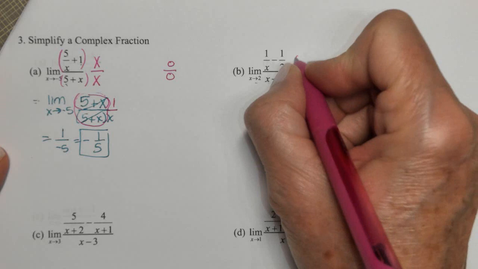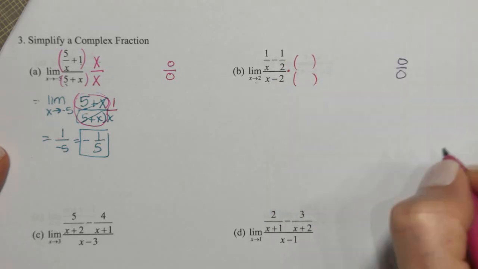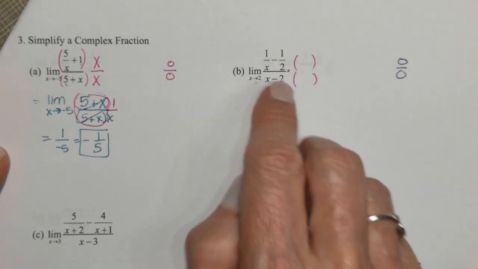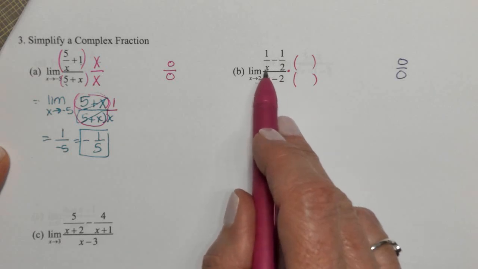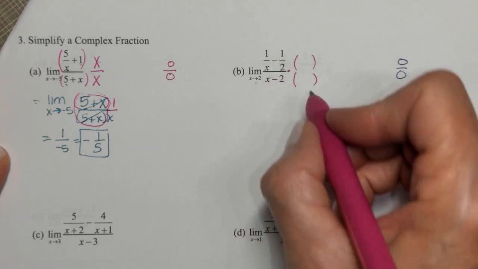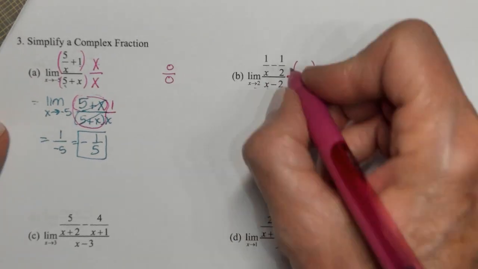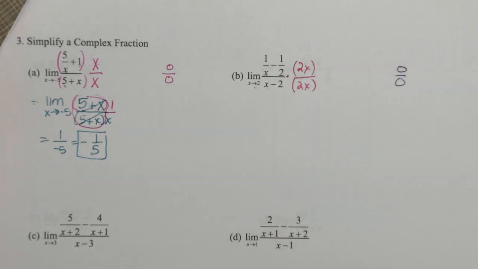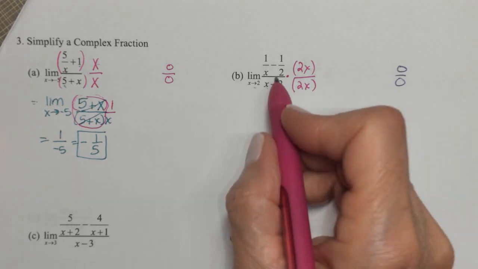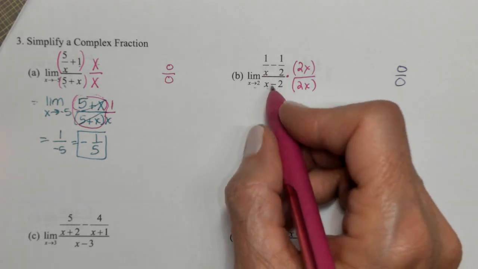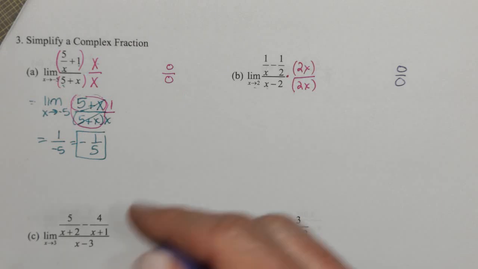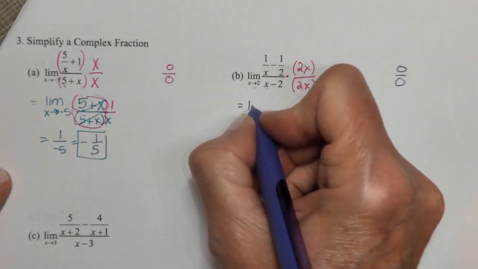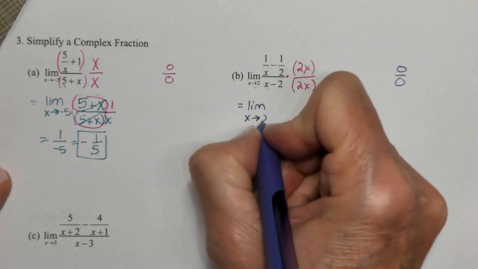I'm going to multiply top and bottom by something that's going to get rid of my complex fraction. There are two things making this a complex fraction, this x and this 2. So I'm going to multiply both top and bottom by 2x. Top and bottom by 2x. Since I'm multiplying by 1, I'm not changing the value of this expression. Okay? So I have limit as x goes to 2.